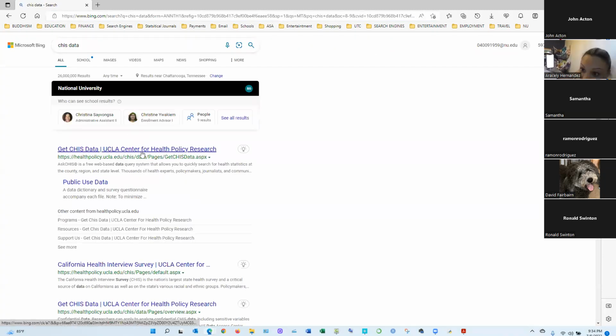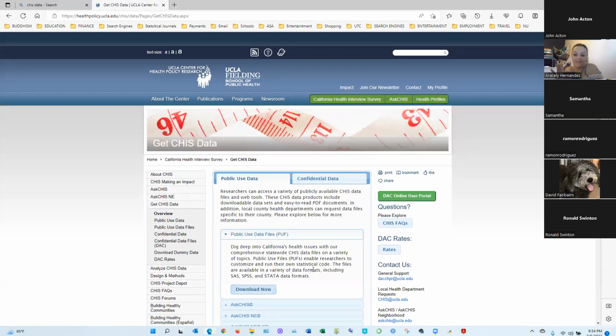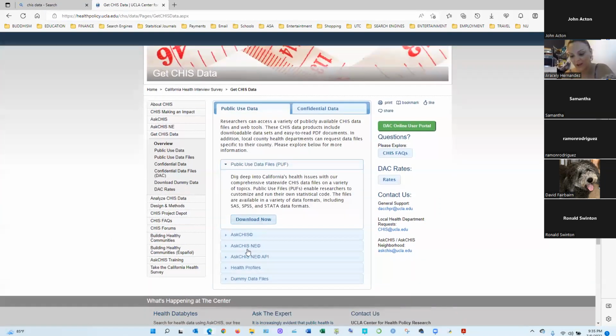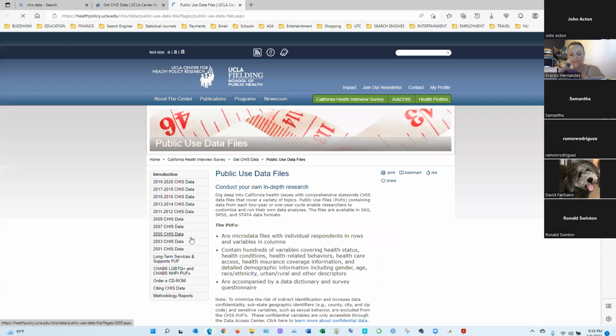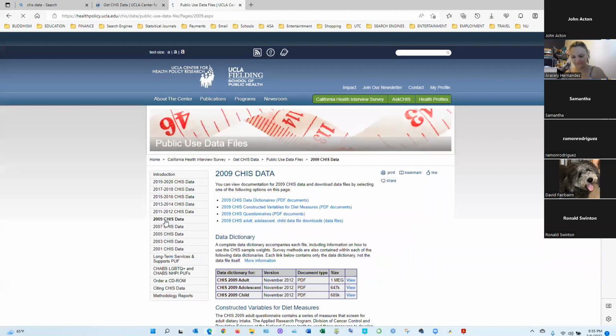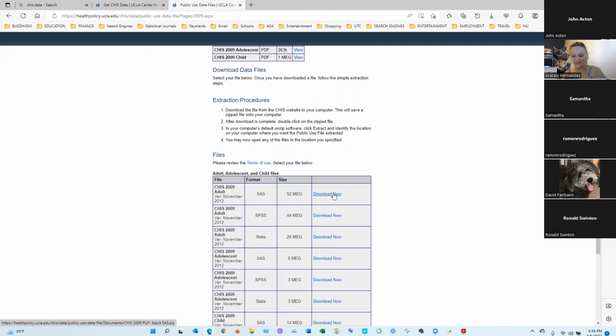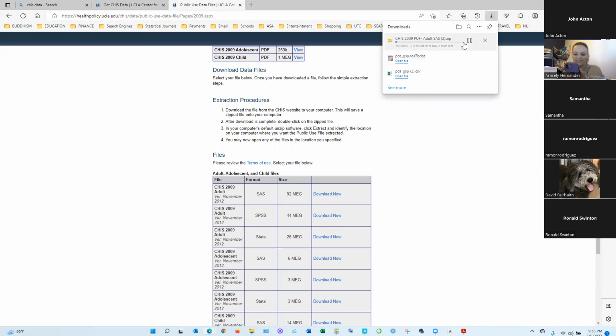Go here, UCLA Center for Health Policy Research. Sign up for that one. From this website, you can pull out the data. You cannot download until you sign up. I can do it because I already signed up. Then I went here and downloaded KISS 2009 adult. It's a zip file, so you have to unzip it.